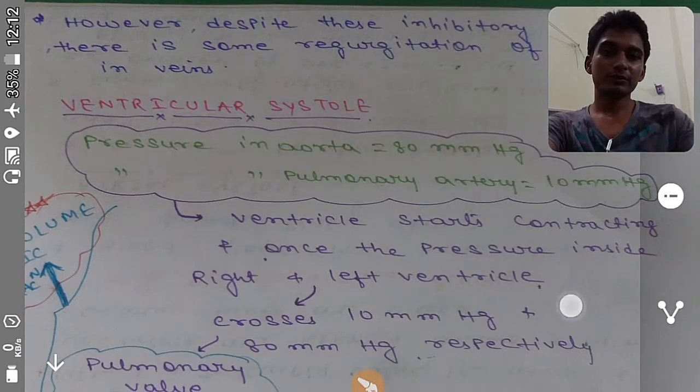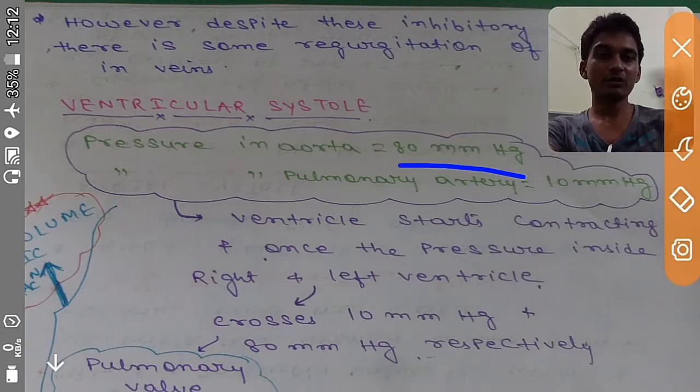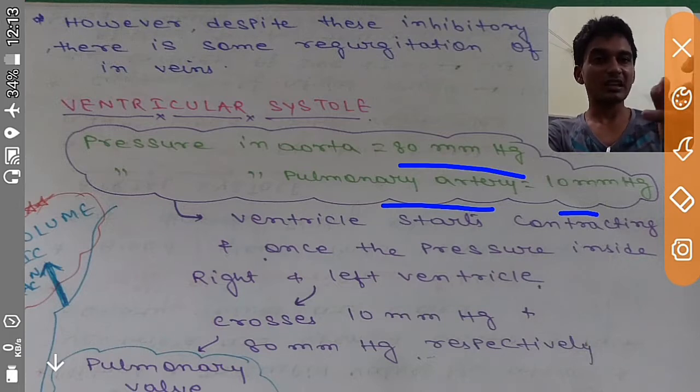Before starting discussing ventricular systole, first you will discuss about some pressure in aorta and pulmonary artery. Pressure in aorta is 80 mmHg normally, and pulmonary artery 10 mmHg, diastolic pressure. Okay, so once ventricle is filled during atrial systole, fully filled, then ventricle starts contracting, and once ventricle starts contracting, its volume is decreasing and its pressure is increasing. Volume is decreasing, ventricle starts contracting, so its pressure will increase.